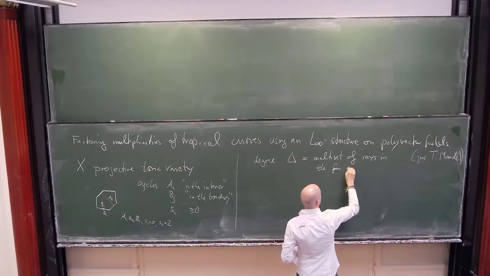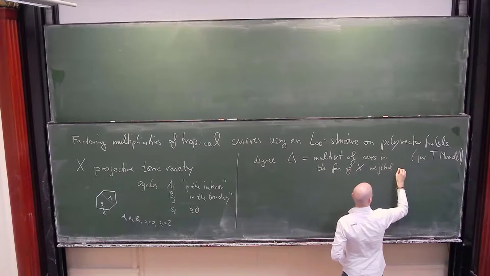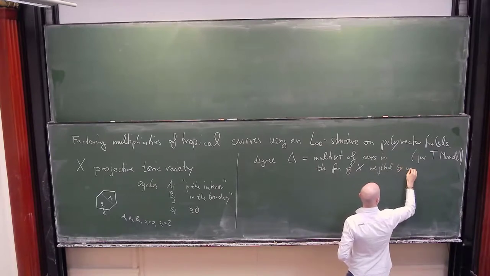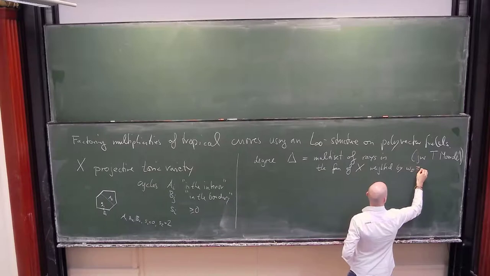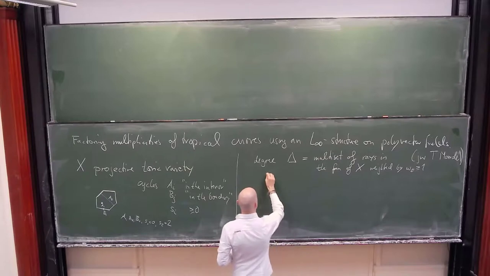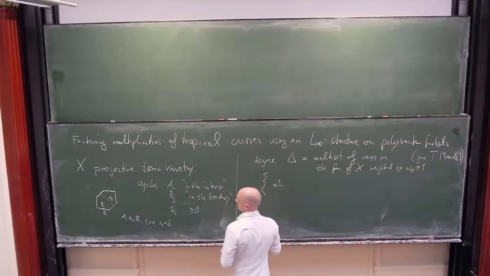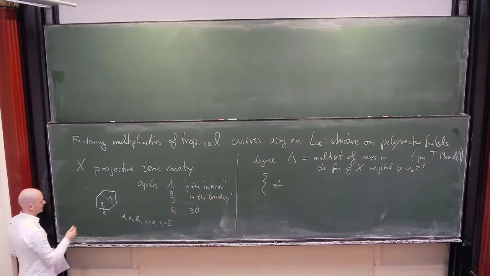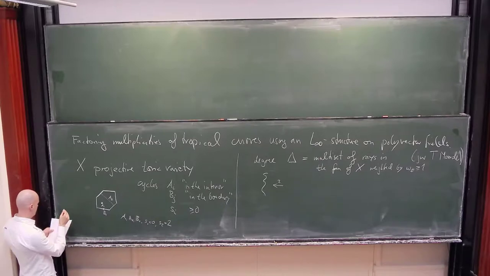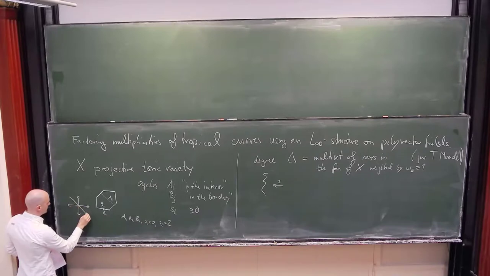Fan of X, weighted by weights greater or equal to 1. So for instance, in my example, I'll take this multiset. I take a ray in this direction, so that the fan for this toric variety for me would be, let's see, the normal fan. It would have a ray like this, or like that. Okay, so this is the fan of the toric variety.